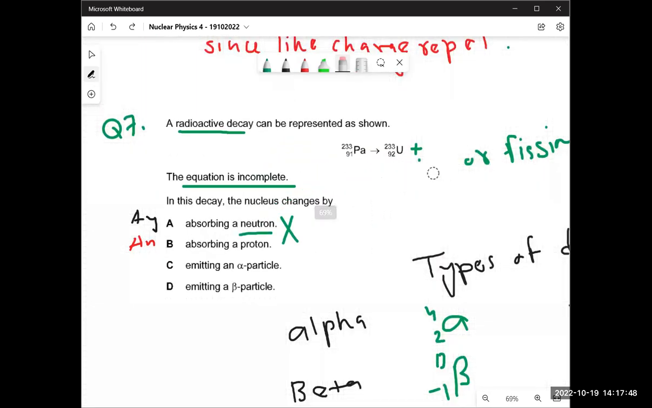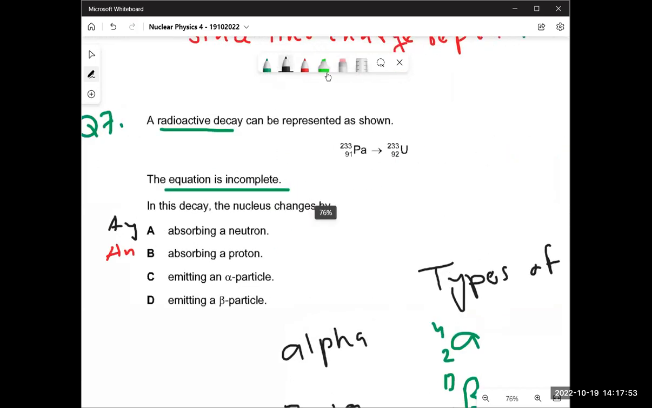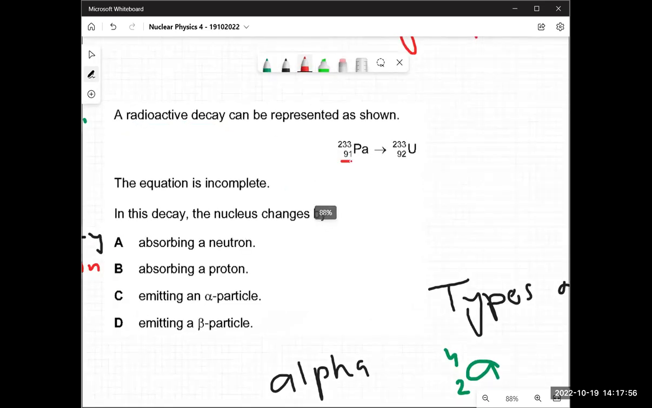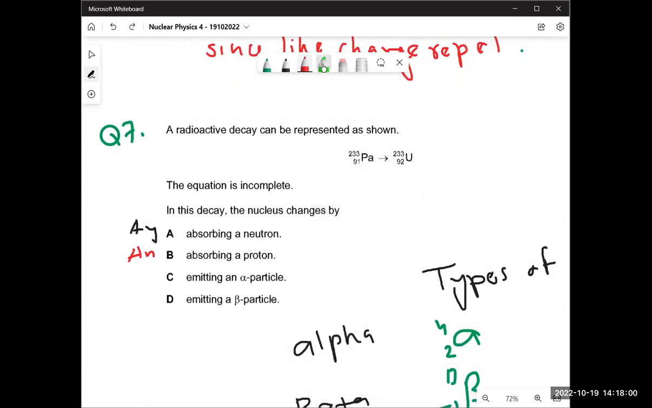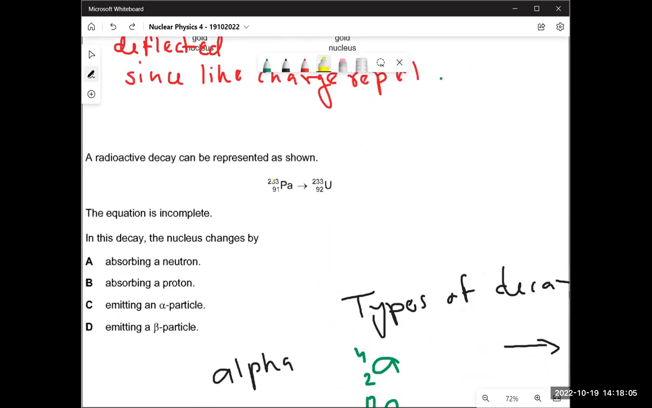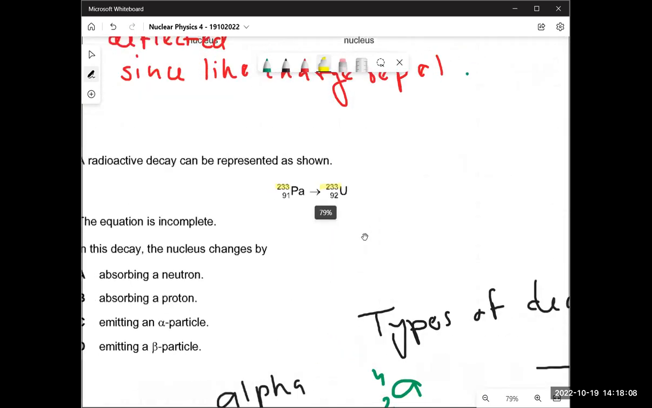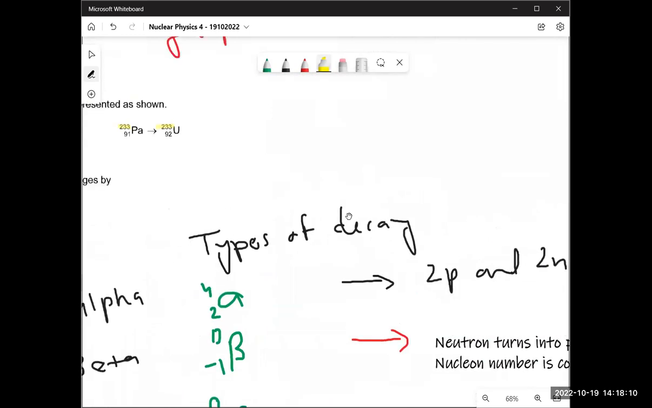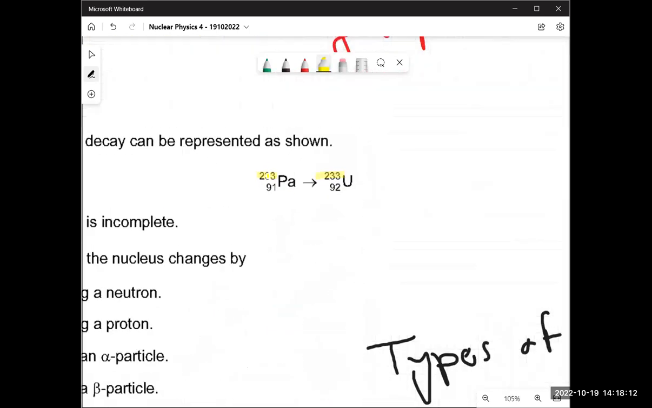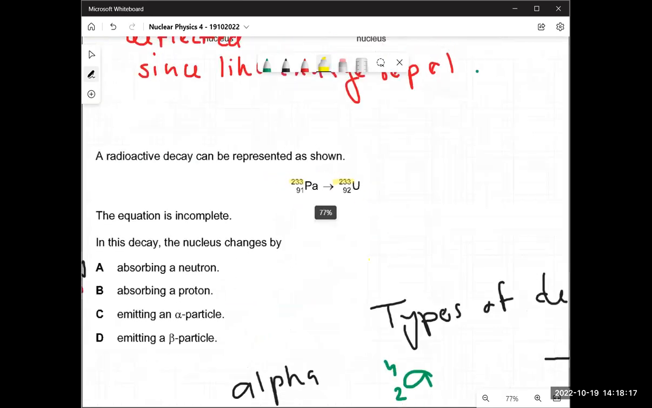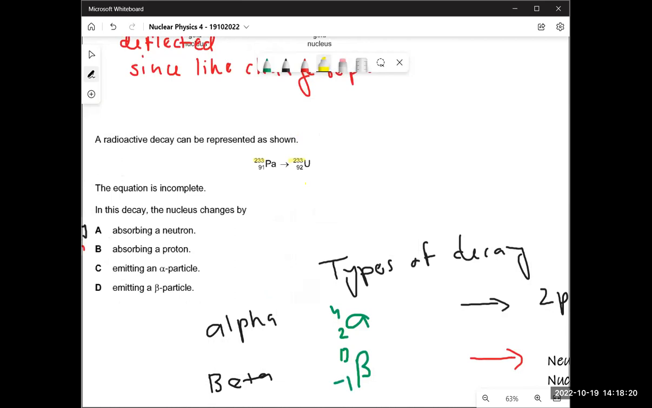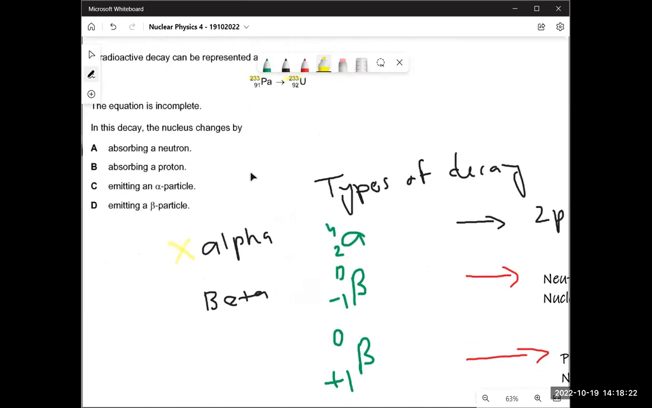In the question, let's forget all of what's happening here. What we realize is that the nucleon number is constant. If the nucleon number is constant, it cannot be alpha emission, so alpha decay is out of the question. In alpha decay, 2 protons and 2 neutrons are lost, so the top decreases by 4 and the bottom decreases by 2. But that's not happening here. On the other hand, it's actually increasing. So alpha is not the option.